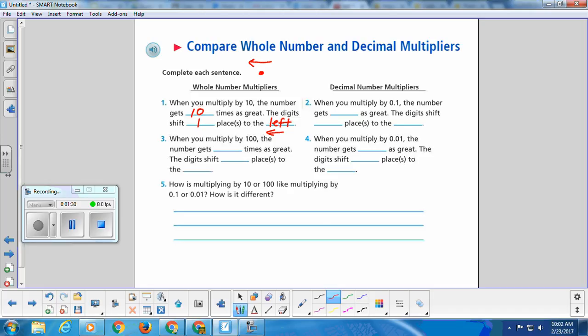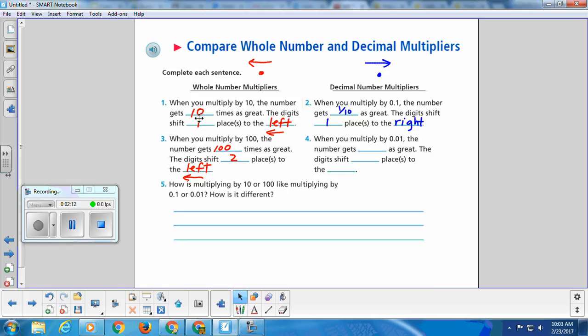In comparison, when you multiply by a decimal or a tenth, the number gets 1/10 as great, and the digits shift one place to the right. So our decimal point stays still, and our numbers are going to go this way. When you're doing 100, the number gets 100 times as great. The digits then shift two places to the left. This is review, friends.